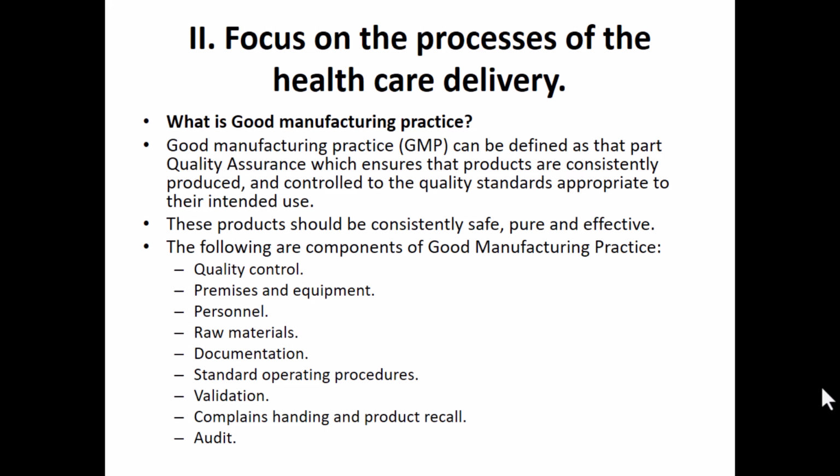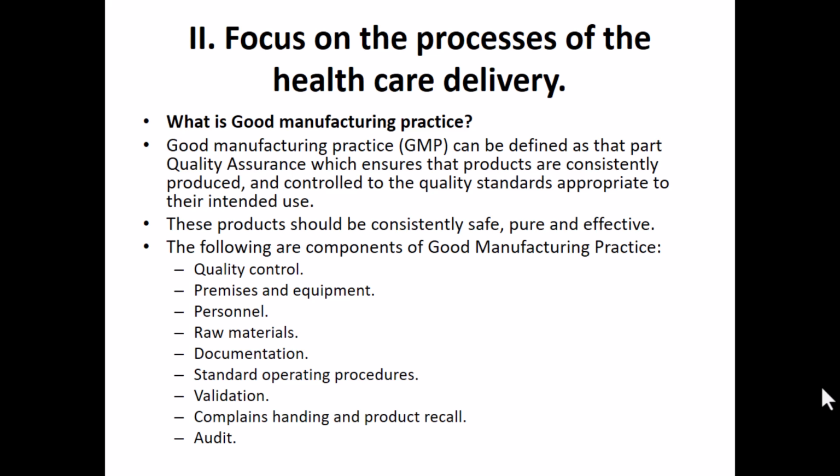Okay, so you find that good manufacturing practice is part of quality assurance, or it is like a branch of quality assurance. And what does it do? Ensures that products are consistently produced and controlled to the quality standards appropriate to their intended use. So these products should be consistently safe, pure, and effective products. Okay, so there are following components that you need to keep in mind of good manufacturing practice.